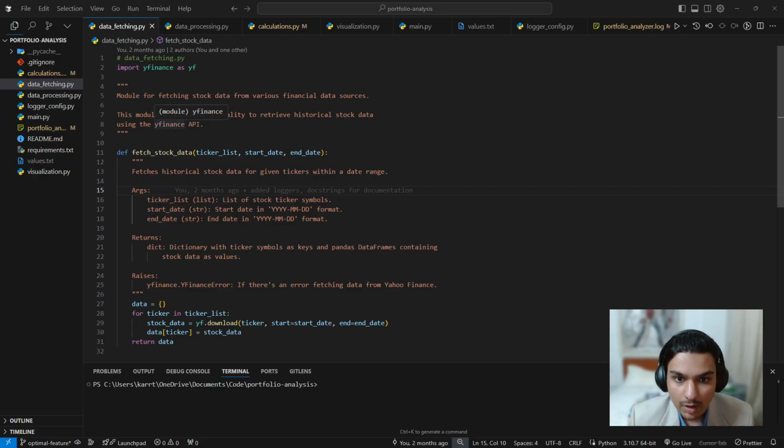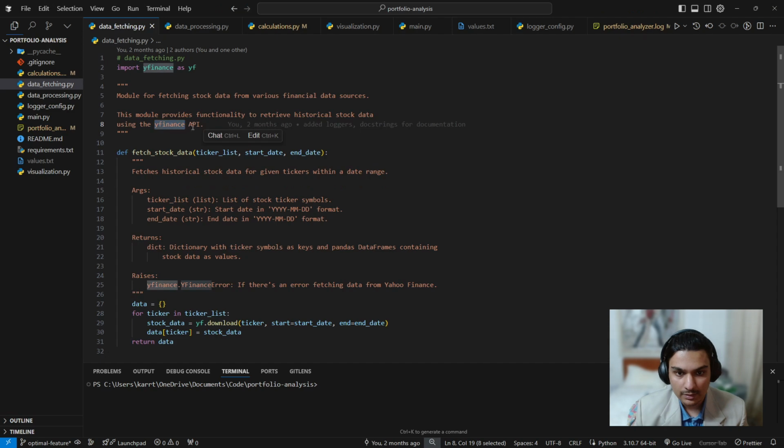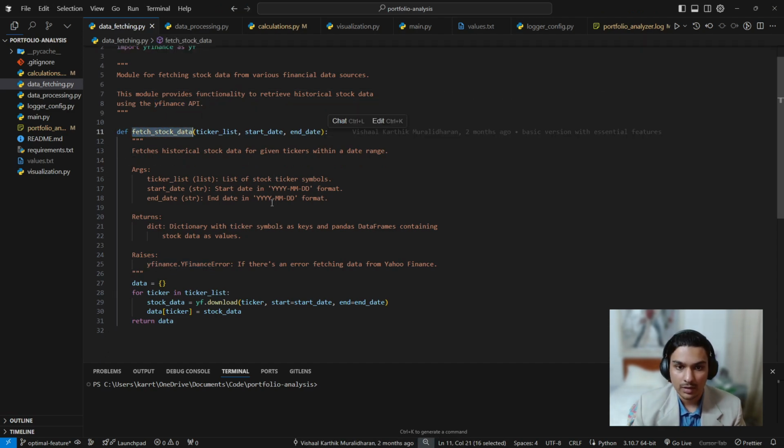Fetching historical stock data is the first step. In this project, I'm going to use Y Finance to fetch the stock data. The fetch stock data function downloads stock data for the tickers in the portfolio over a specific date range. Then it returns a dictionary with historical data frames for each stock ticker.